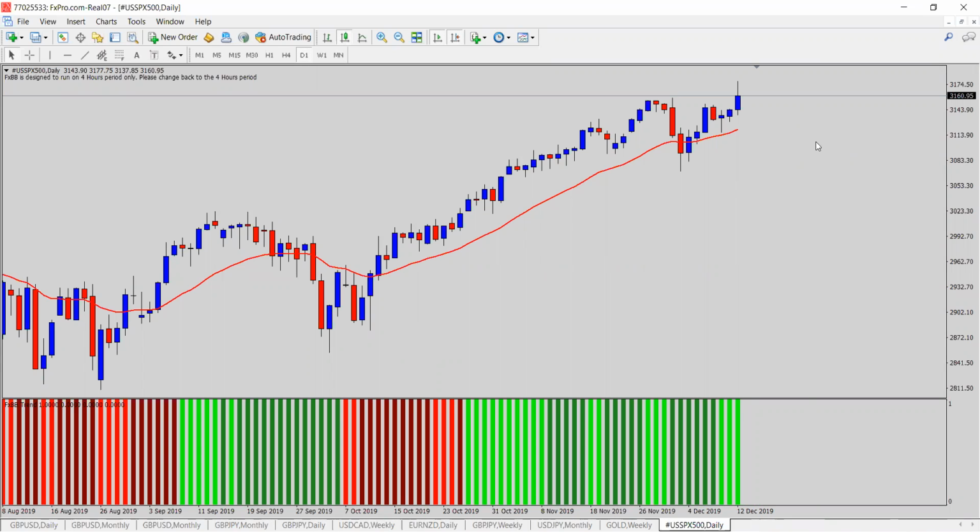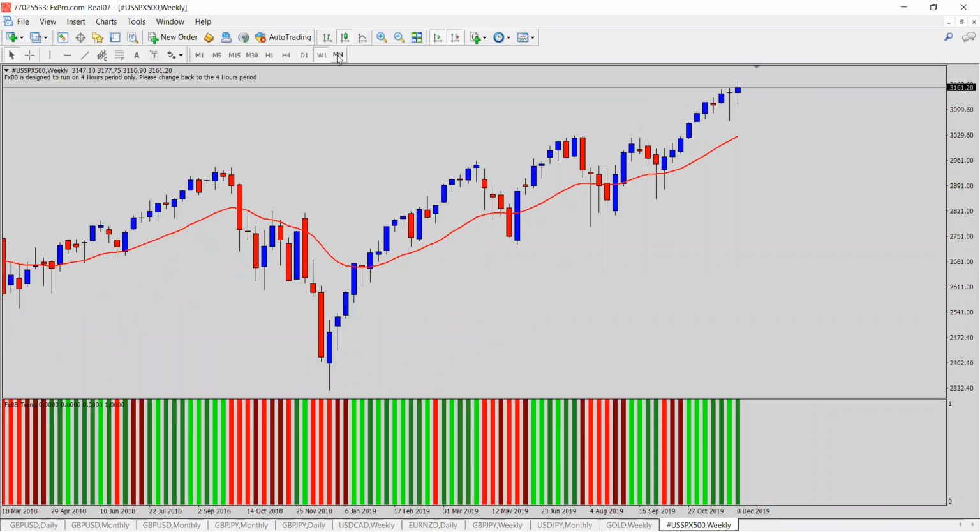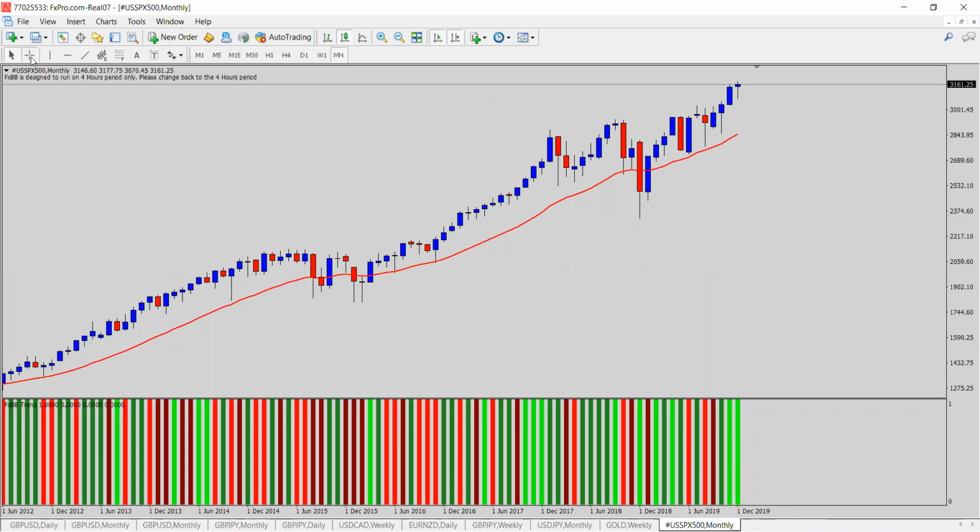Trading up. Yeah, it's trading up. It's making a new all-time high. That's on a 4-hour chart or on the daily? I'm looking at the monthly chart right now. Oh, okay. And the new all-time high, 31.77.